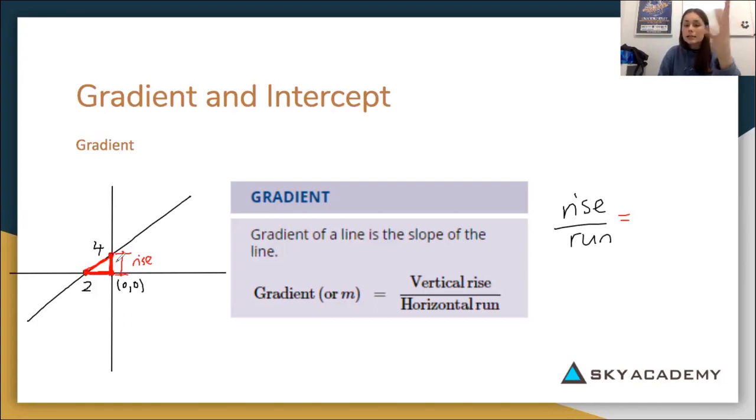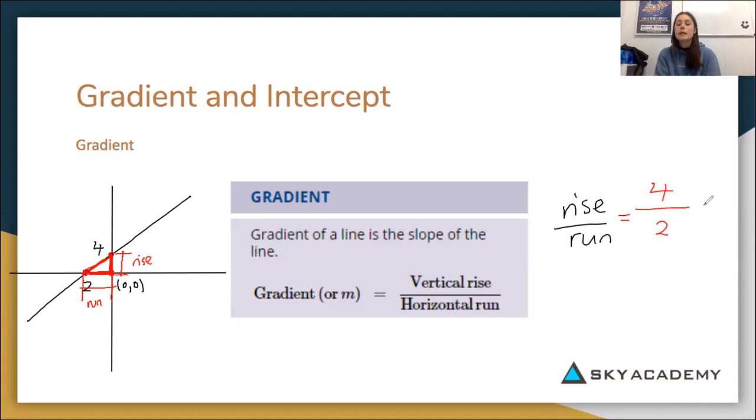Then we're going to our run. And our run is going to be from this end part of our triangle to this part of the triangle. So that there is going to be our run. And we have a value of 0 here to a value of 2. And so we have 0 to 1, 1 to 2. So we have a value of 2. And so that is going to leave us with a gradient of a half.